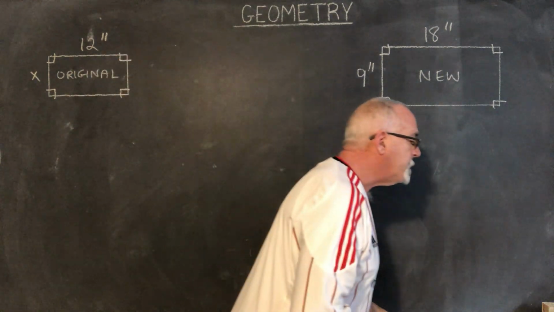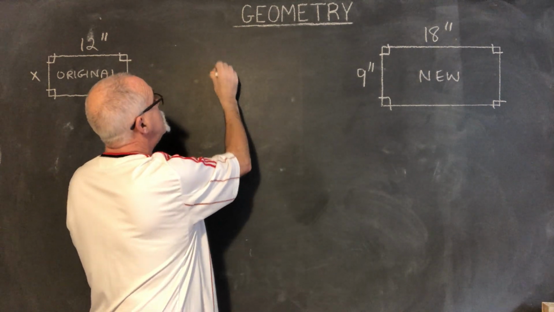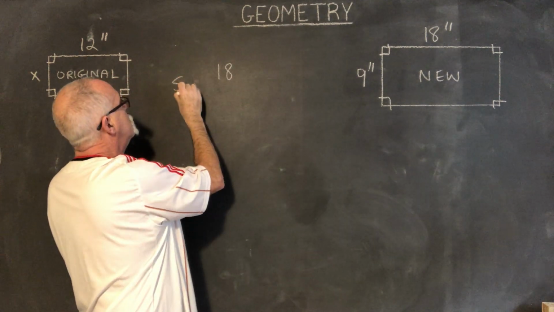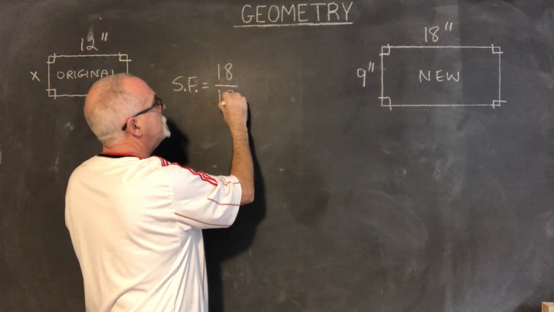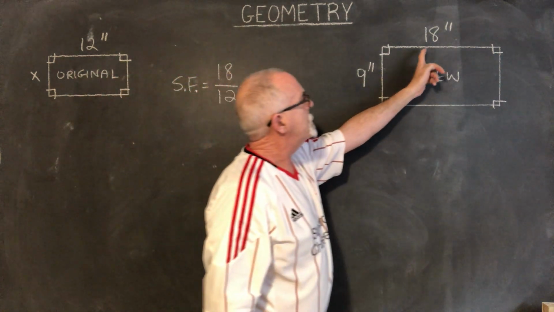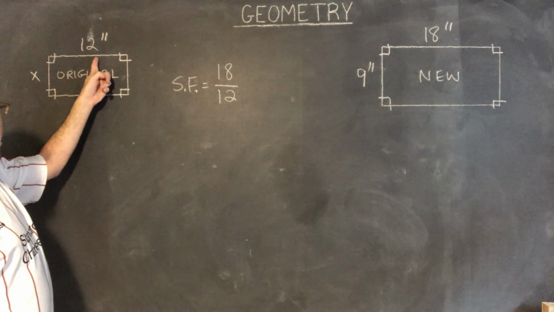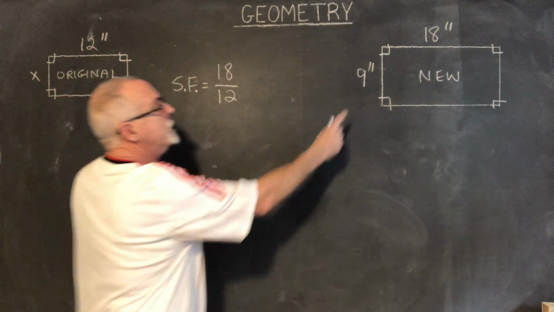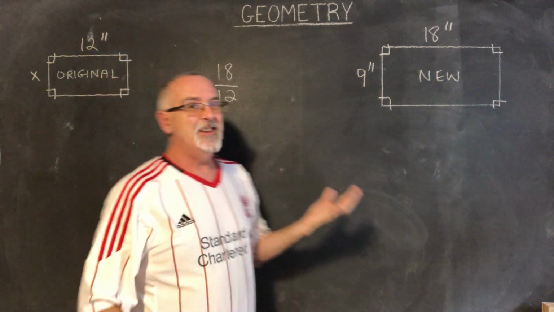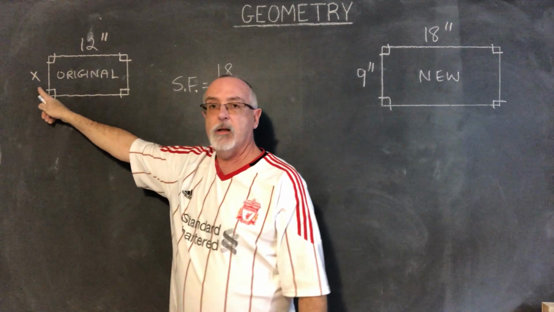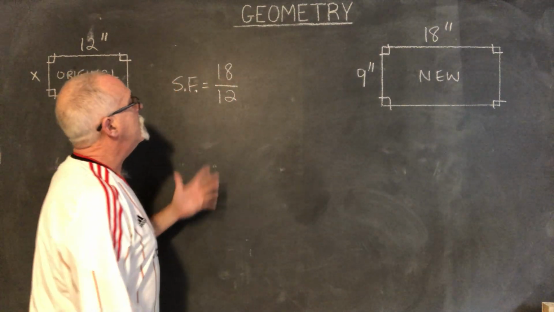Let's find our scale factor. We're doing it the same way. We're putting new over original. We have to use the 18 over the 12 because that's the longest side in this rectangle over the longest side in this one. I can't combine the shortest side of this one with the longest side of this one. I can't do a scale factor using the shorter side of this one because I don't know it. So this is my only option for finding my scale factor.